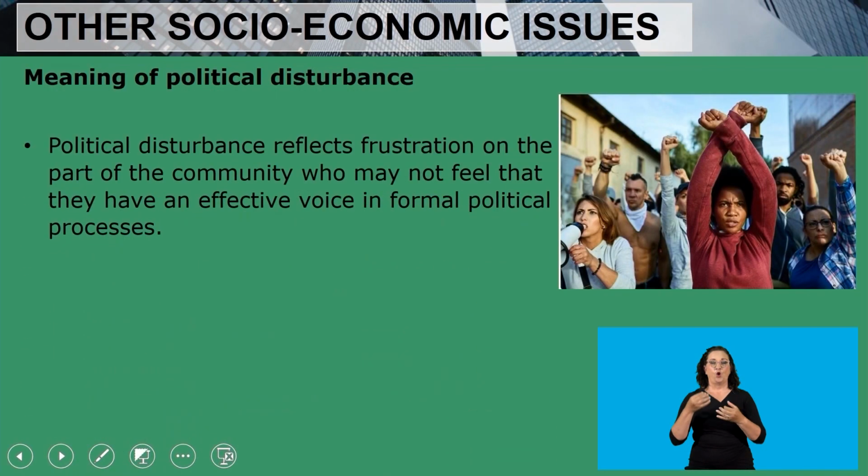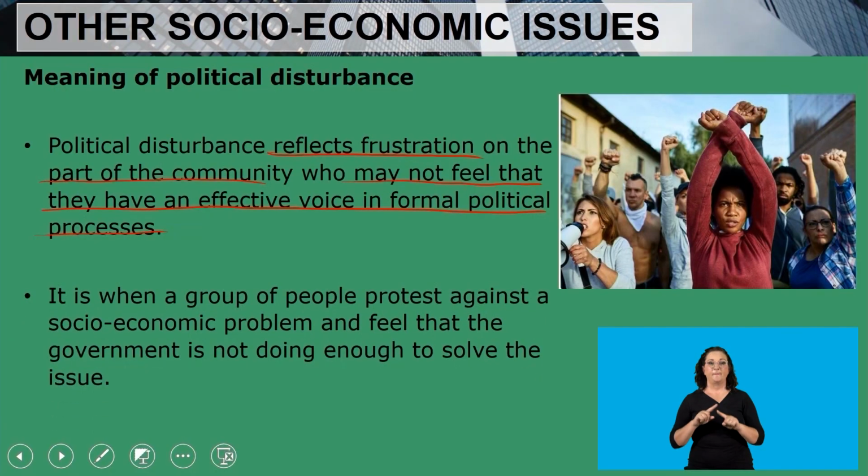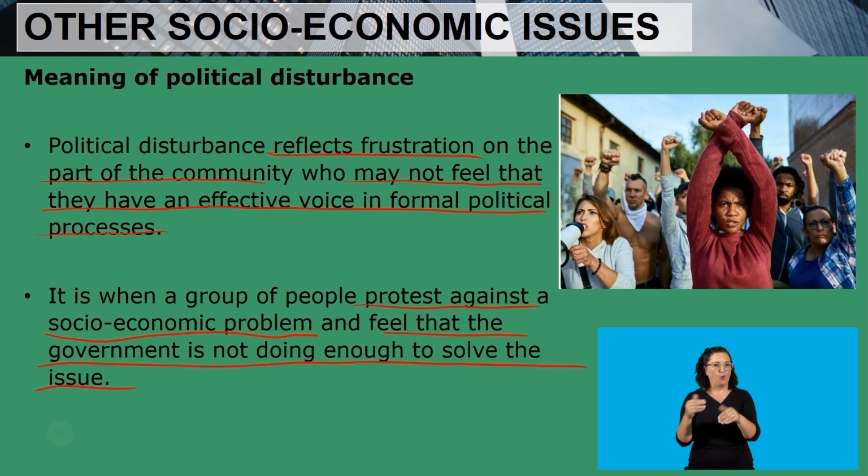Moving on to the meaning of political disturbances as part of other socio-economic issues. Political disturbances reflect frustration on the part of the community who may not feel that they have an effective voice in formal political processes. Now we are referring to the community whereby maybe they are unhappy because of service delivery in the community. So that's political disturbance. Unhappy community members. It is when a group of people protest against a socio-economic problem and feel that the government is not doing enough to solve the issue.